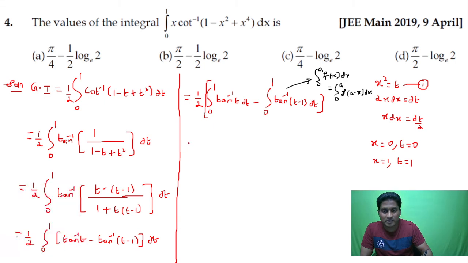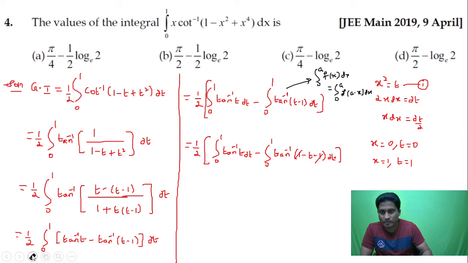So this can be written as half of the integral from 0 to 1 of tan inverse of t dt, minus the integral from 0 to 1 of tan inverse of, change x to upper limit minus x, 1 minus t minus 1, dt. Anyways, this will cancel. Tan inverse of minus x is minus tan inverse of x. So this will be equal to half of the integration 0 to 1.